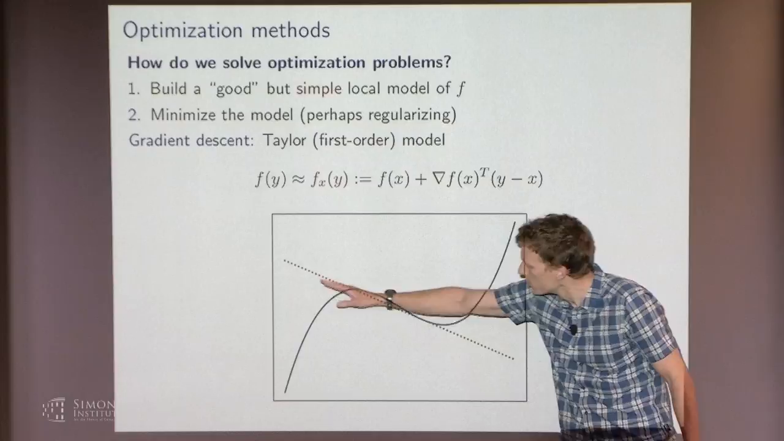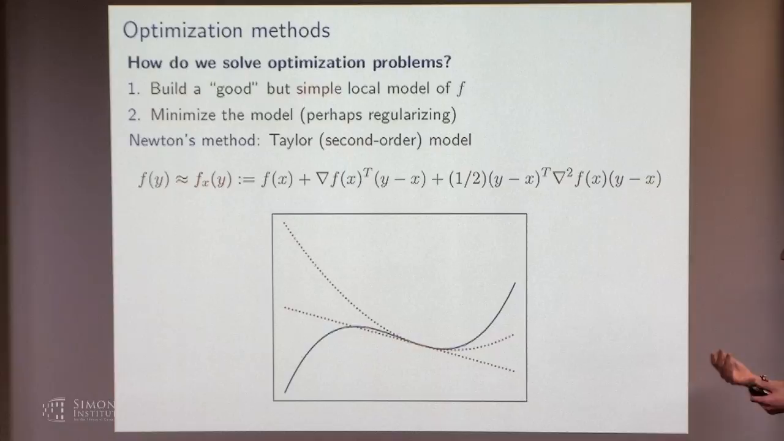That's a fairly familiar linear function. Newton's method, of course, makes a second order model. So my model around the point x is just the second order Taylor approximation to my function. And you can imagine tons and tons of other models, okay?